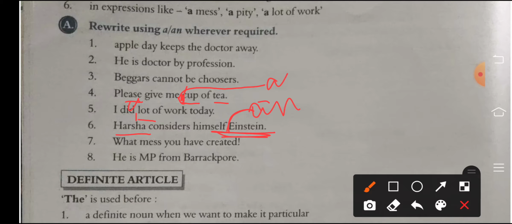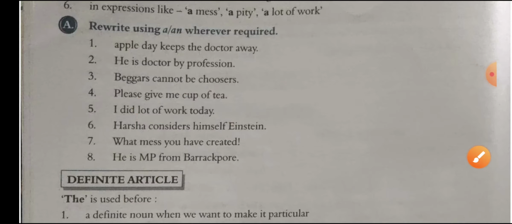What mess you have created? So what a mess you have created. So here, between what and mess you will add a, as it is an exclamatory sentence, and whenever the structure of what is there, after what we have to add a or an, but here it is what, mess, so we have to add a.